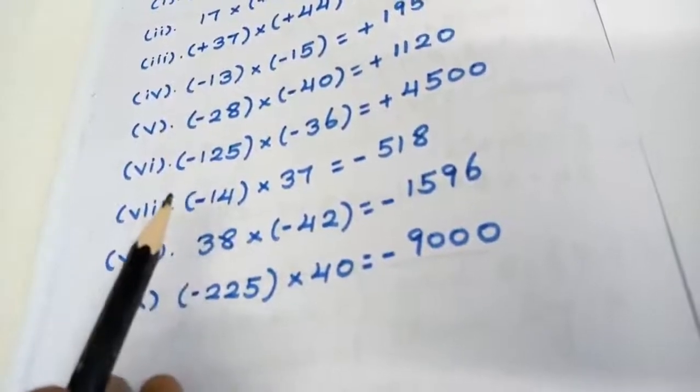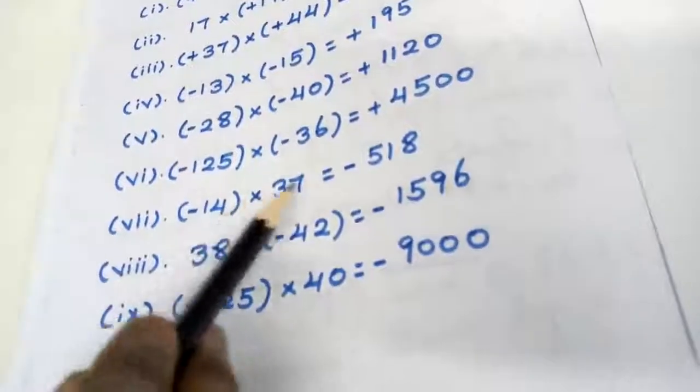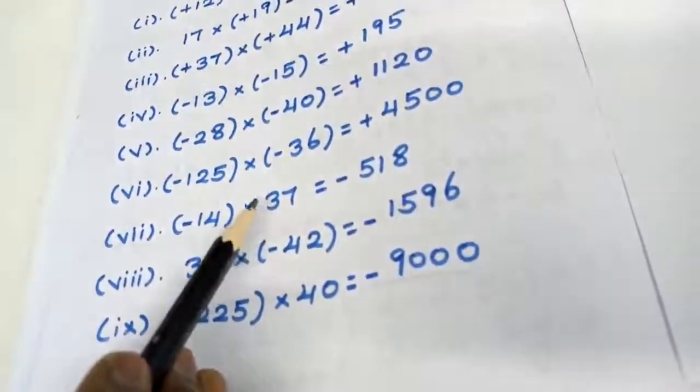Whenever you get a multiplication, first you multiply the sign, then you multiply the number. You are going to try this multiplication in your rough work, students.